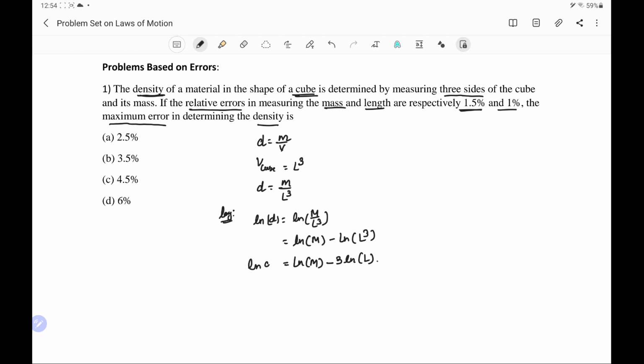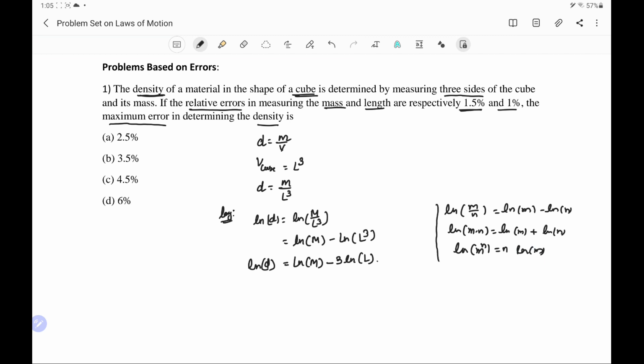This is the log D. We have used the formula log M by N equal to log M minus log N, log M into N equal to log M plus log N, and log M raised to the power N is equal to N log M. These are the formulas which we have used here.